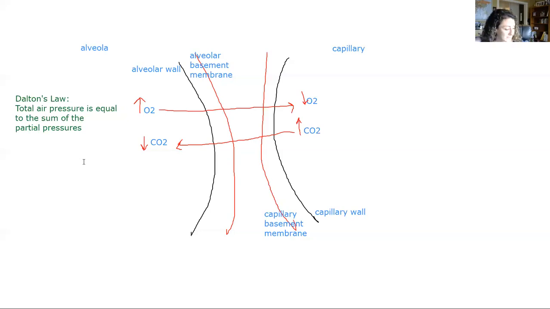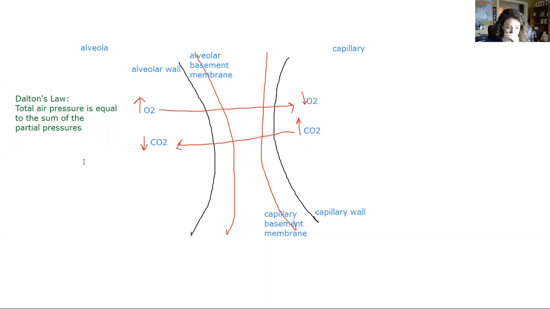Okay, so if 79% of the air that we're breathing is nitrogen, it's contributing a large amount of pressure to the total air pressure. Okay, 20% of the air we're breathing is oxygen, it's contributing less pressure to the total air pressure. So the more of a gas that's present, the more of its contribution to the total pressure. So if you have a high partial pressure of a gas, that means you have a lot of that gas present. If you have a low partial pressure of that gas, that means there's not a lot of that gas present.